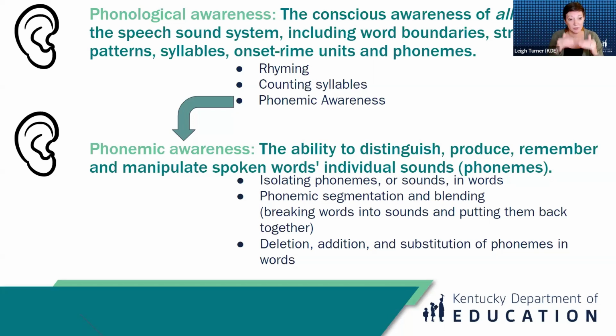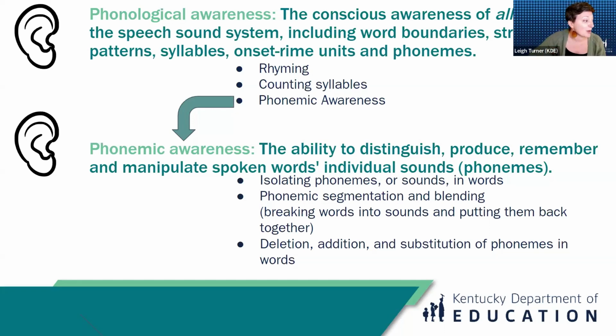Phonemic awareness, if you go down, is just the individual sounds in words. It's where we can isolate individual sounds. For example, the last name Tench, t, e, n, ch, has four phonemes. We can change the first sound in Tench, t, t, t, to a b, bench, right? So we can manipulate those things. We can also delete and substitute different sounds for words.